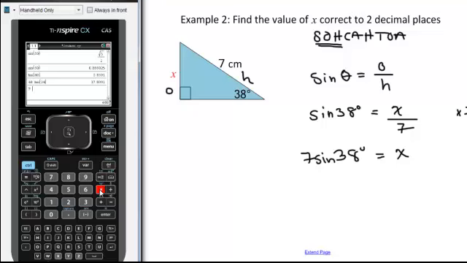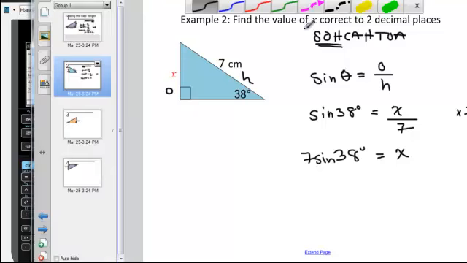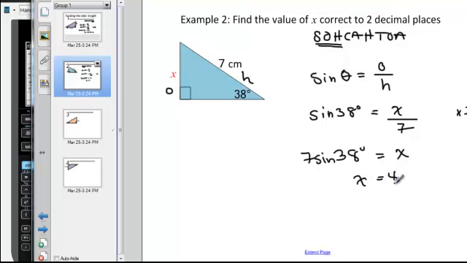7 times the sine of 38, Control Enter, and I get 4.30963. So to 2 decimal places, I get that x is equal to 4.31 centimeters.